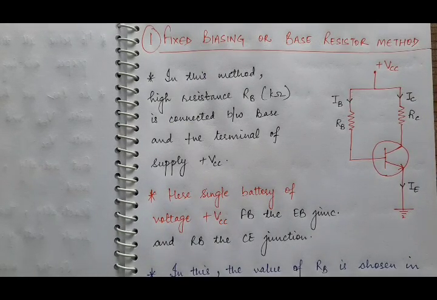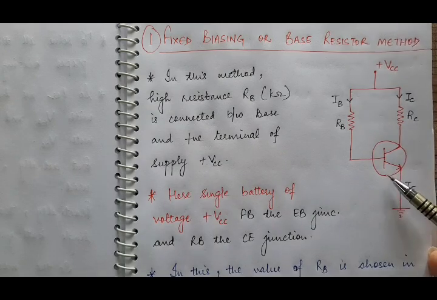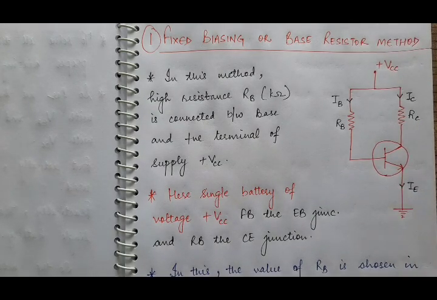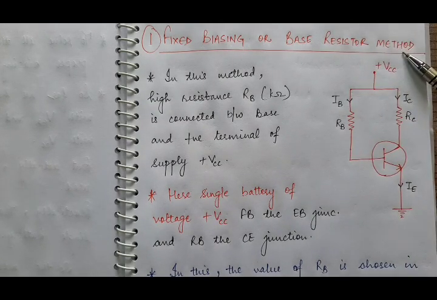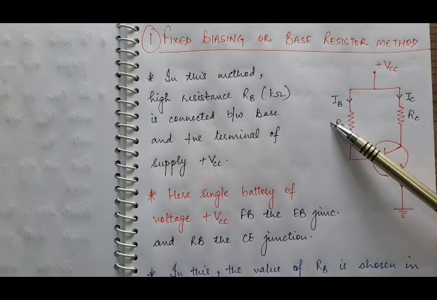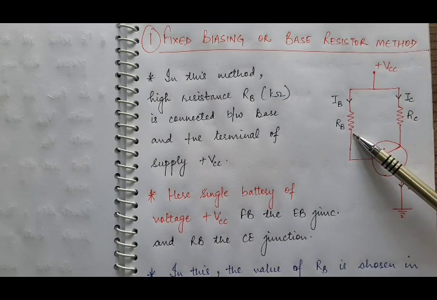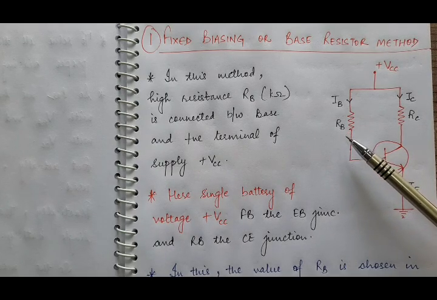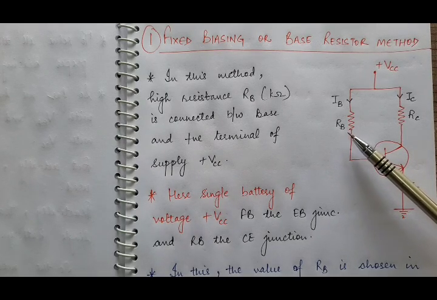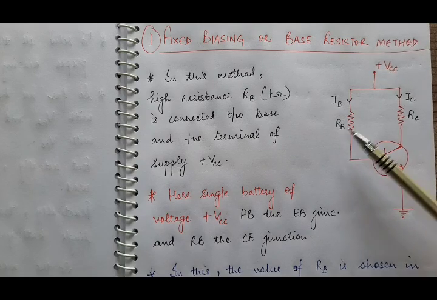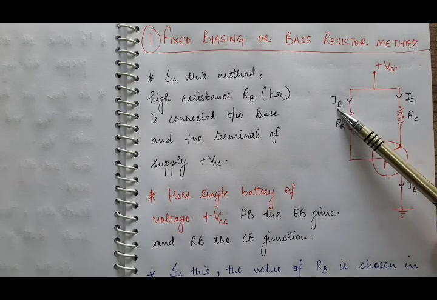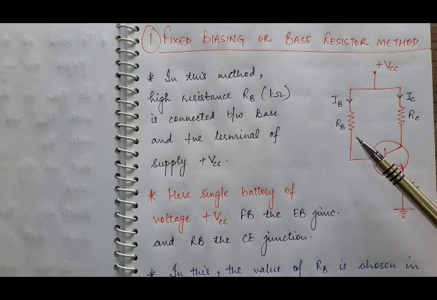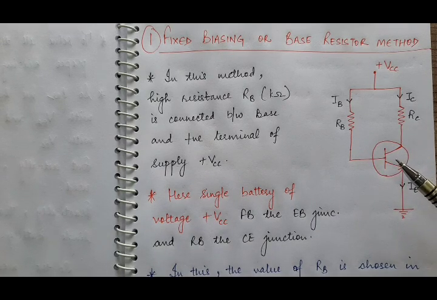Now in case of fixed biasing, this is the circuit of fixed biasing, as it is also known as base resistor method. Why? Because here we have used a base resistor RB, and the value of this RB is adjusted in this way that it controls the value of base current, which further controls the value of collector current, so that the operating point of the transistor lies in the middle of the load line.